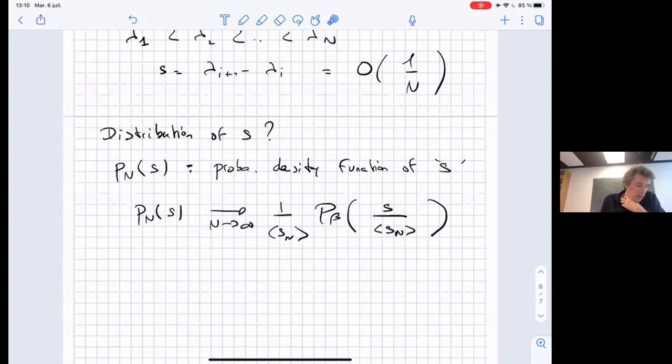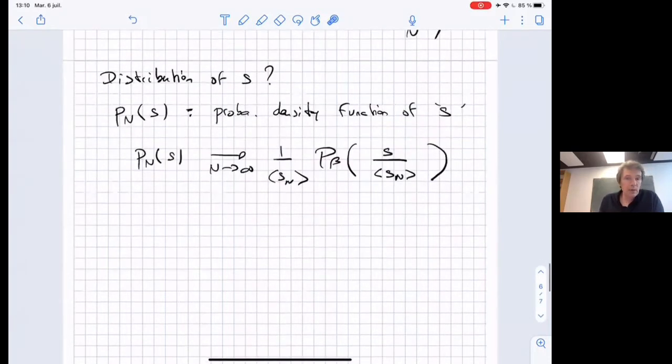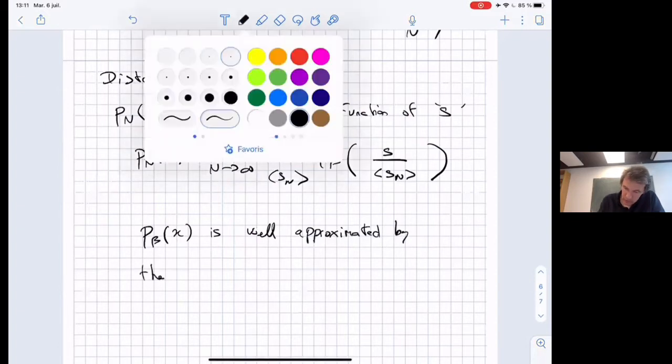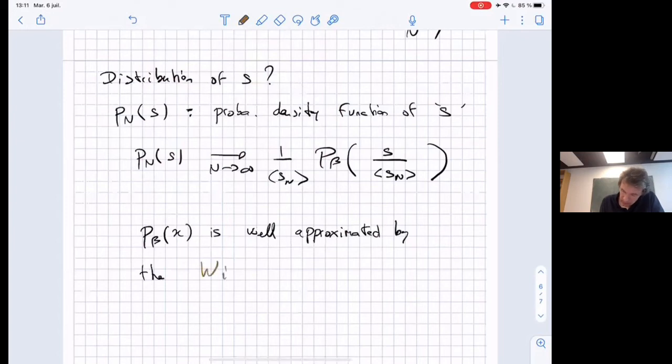So that's the scaling form that I have. And this distribution P beta actually can be computed explicitly. I mean, this is known under the name of the Mehta-Gaudin distribution. It's quite complicated, but it turns out that its global shape was already predicted by Wigner, and it is well approximated by what is called the Wigner surmise. Okay, so P beta of x is very well approximated in practice by what we usually call now the Wigner surmise. You have already heard about it.